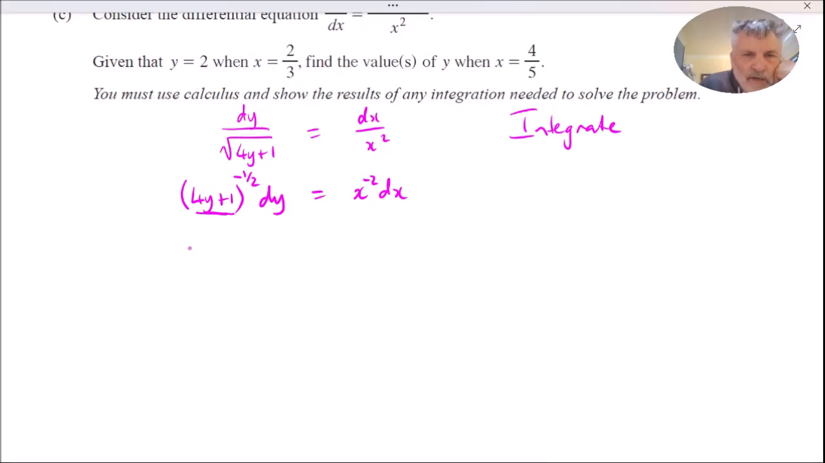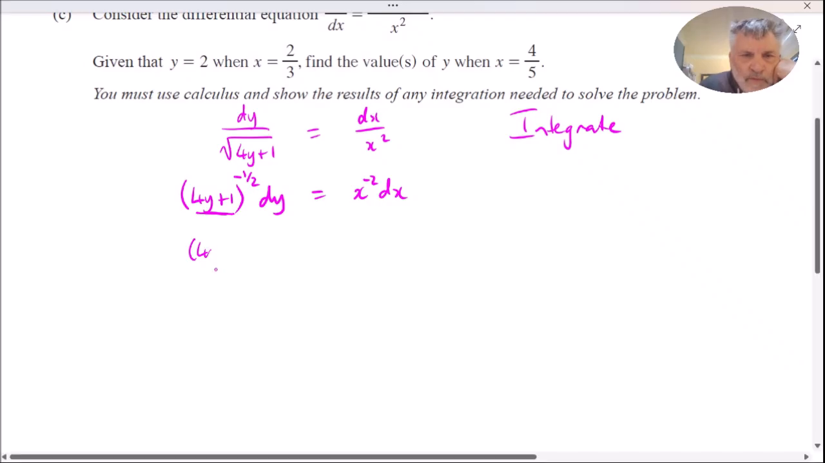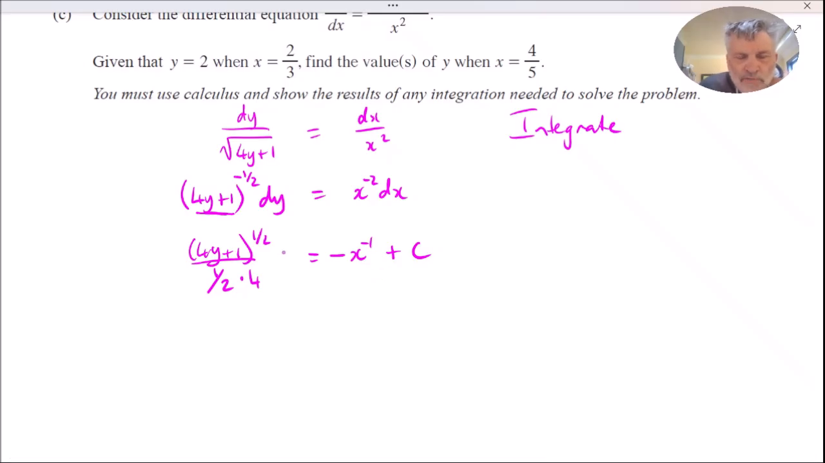Add 1 to the power, you get (4y plus 1) to the half. Divide by the new power, so we're dividing by a half, and we're also dividing by 4. And that's equal to, add 1 to the power is x to the minus 1, and divide by negative 1, same as just getting a minus sign, and add a constant. You only have to add constants to one side of these equations. If we had a constant on both sides, we could just shift one of them to the other side and combine the two constants to get one. So yeah, that's the integration done.